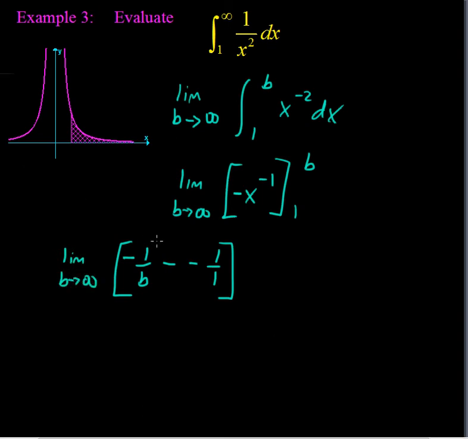And you can tell that this part, as b approaches infinity, is going to 0. Meanwhile, that's a double negative, so that's approaching 1. So our answer ends up being that this is equal to 1. Okay, so that's example 3. I have another example for this video. Let's go ahead and go through it.